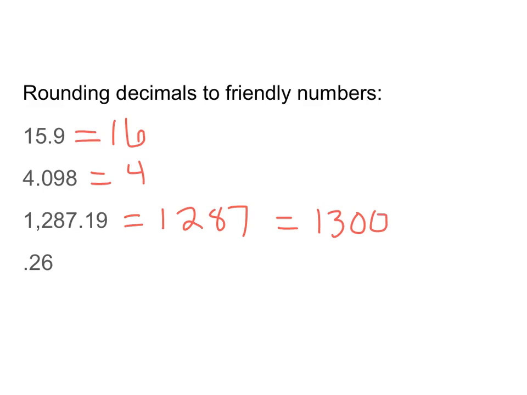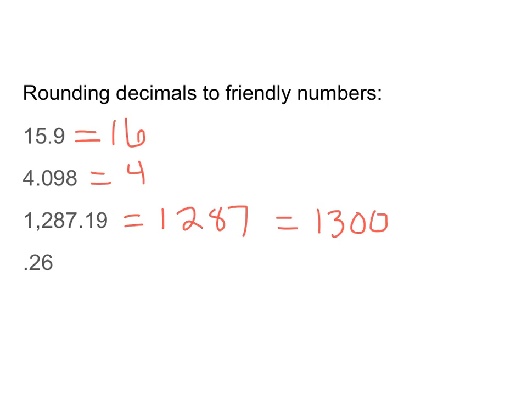1,300. Now, remember, we are trying to do estimates. We're not trying to get exact answers. We're just kind of trying to get a general idea if something might be right or not. So it's okay to do a lot of rounding to get yourself down to a number that's easier to work with. And then, what about something like 0.26, 26 hundredths?